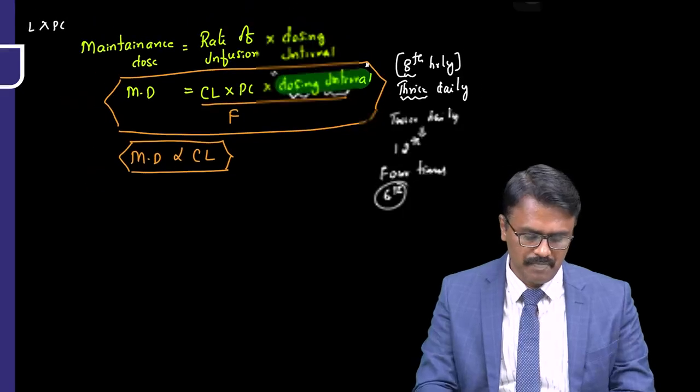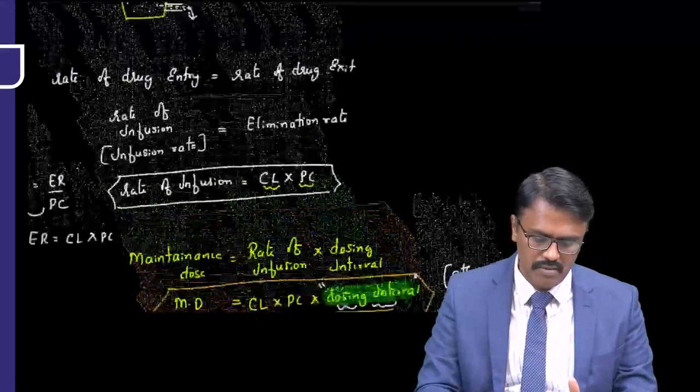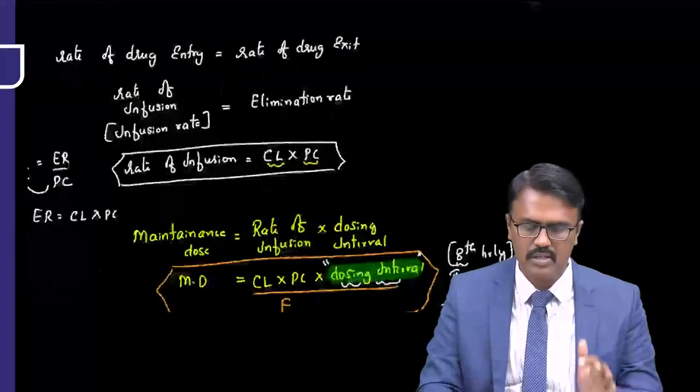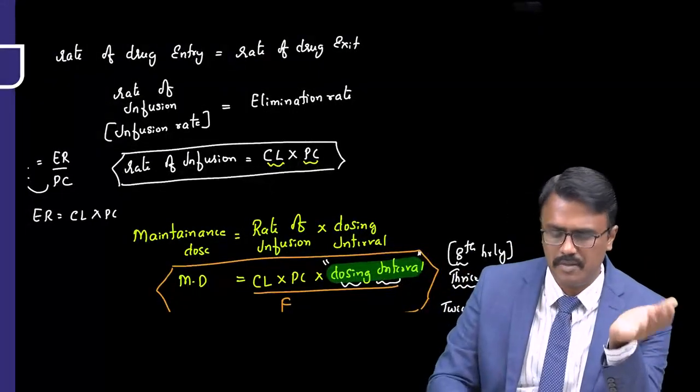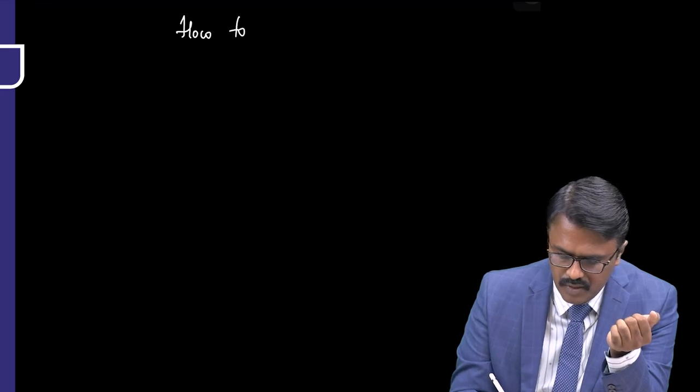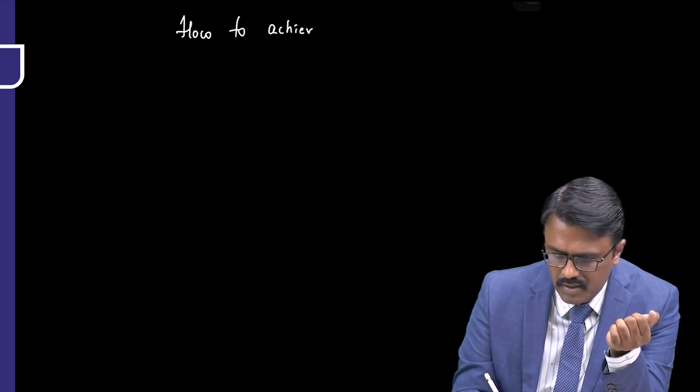So we understood the maintenance dose, we understood rate of infusion and rate of drug entry. So that is called steady state plasma concentration. Now, once we have understood about the steady state, but how do we achieve that steady state? How to achieve steady state?